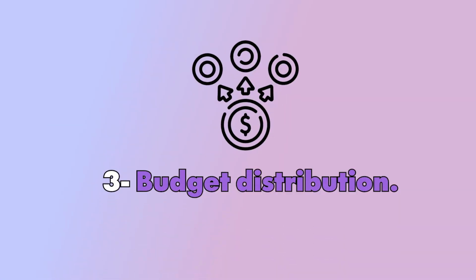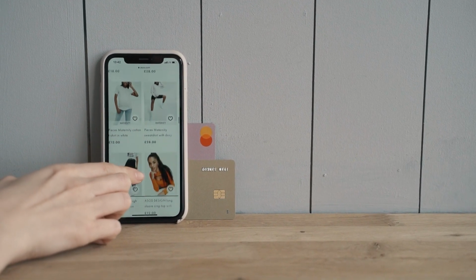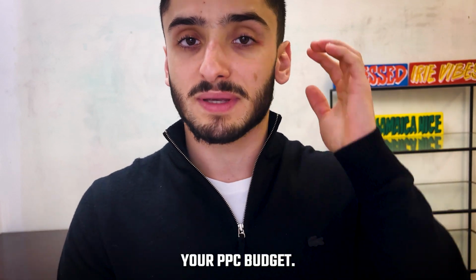Now, the third lever that could be pulled is budget distribution. What I mean by this is looking at your products. Let's say you have a big catalog. Look at your products at a product level and see their performance at a TACOS level and see what's overspending, what's underspending, see what your top performers are, what's not performing very well. And from there, you can reallocate your PPC budget.